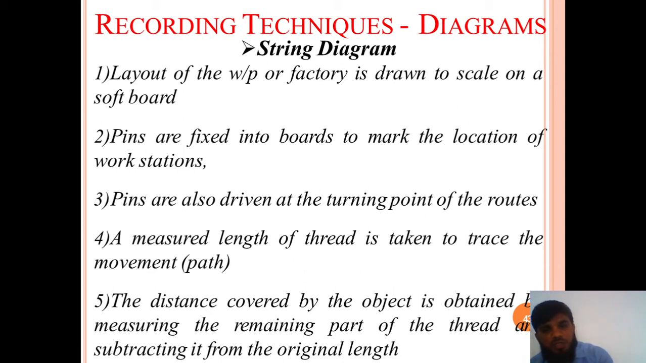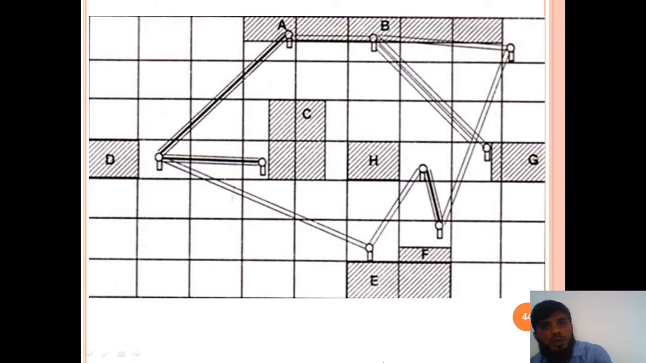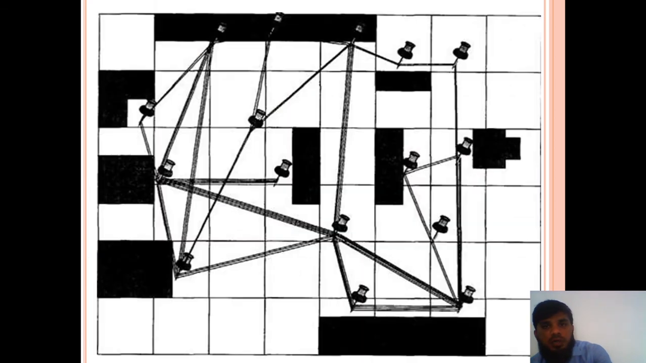The distance covered by the object is obtained by measuring the remaining part of the thread and subtracting it from the original length. In this way we are going to trace back all the things, and you can understand it beautifully. You see here, at some positions there are 3 lines of thread, at some positions there is only 1 thread, or 2 threads, based on the type of operation.